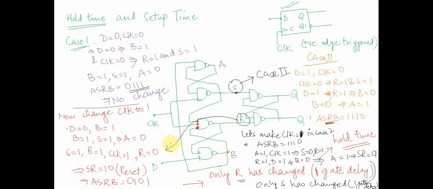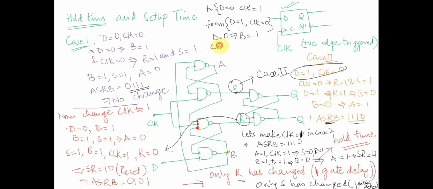Going from D equal to 0, clock equal to 1, from D equal to 1, clock equal to 0. Now let's look at one more case where my D was 0, clock was 1. This is our final state, and we are going to this state from D equal to 1, clock equal to 0. In the previous example we made clock equal to 1. In this particular case, we are just changing D equal to 0, and the initial state was ASRB 1110. Now if D is 0, this implies B is equal to 1.